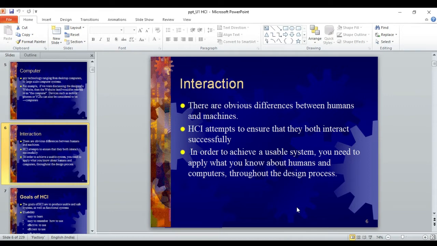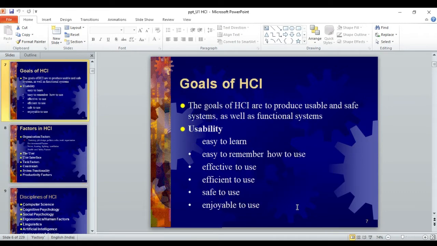Interaction. Interaction plays a vital role. Here we are going to design an interface to perform interaction between the computers and the users. HCI attempts to ensure that they both interact successfully. In order to achieve a usable system, you need to apply what you know about computers and what you know about humans throughout the design process. So the main roles are the human, the computer, and the interaction between them.